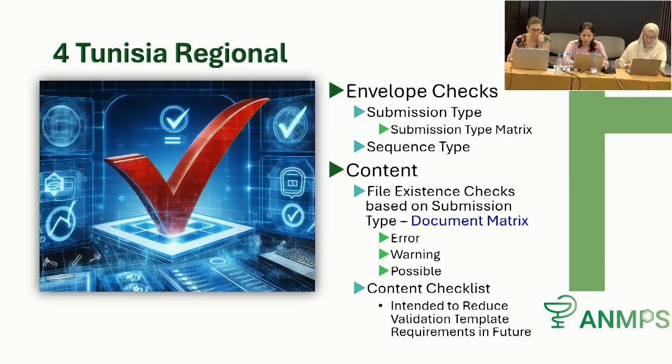So error can be triggered if missing content is not provided or if undesired content is provided. Warnings can be triggered for the same reasons. Some content has been marked possible, meaning that it could be part of a checklist of content that would be expected under that submission type.